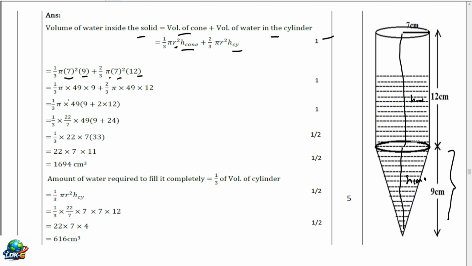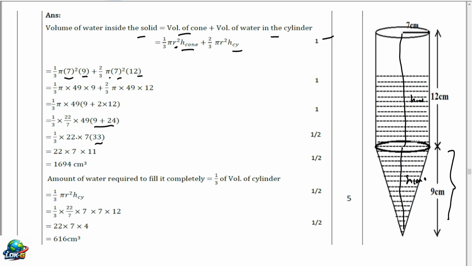And 1 by 3 pi, 49. I think it is common. Yes. You are left with 9 here. You are left with what? 2 into 12. 1 by 3 pi 49 is common. And you can simplify this. 1 by 3 into pi is 22 by 7, 49. And in the bracket you will get 2 into 12 is 24. 24 plus 9 is 33.